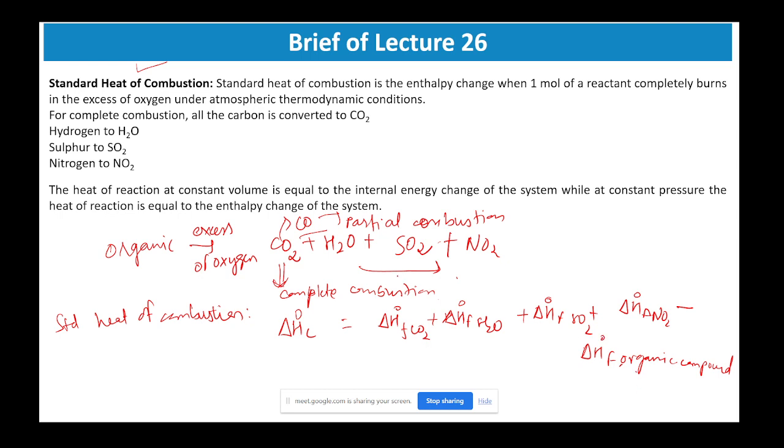Since it is 0 for oxygen, this is how you write it: products minus reactants, the standard heat of products minus the standard heat of reactants. So for any heat of reaction at constant volume, it is nothing but the internal energy change of the system, while at constant pressure it is nothing but the enthalpy change of the system.